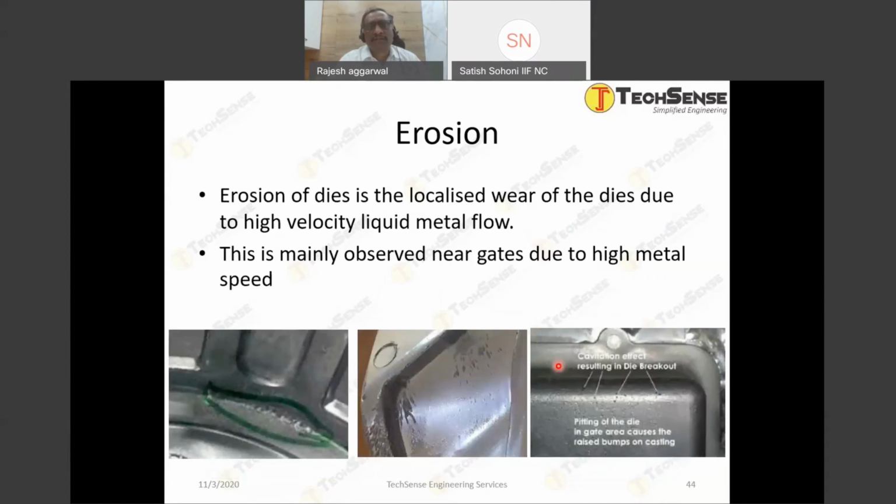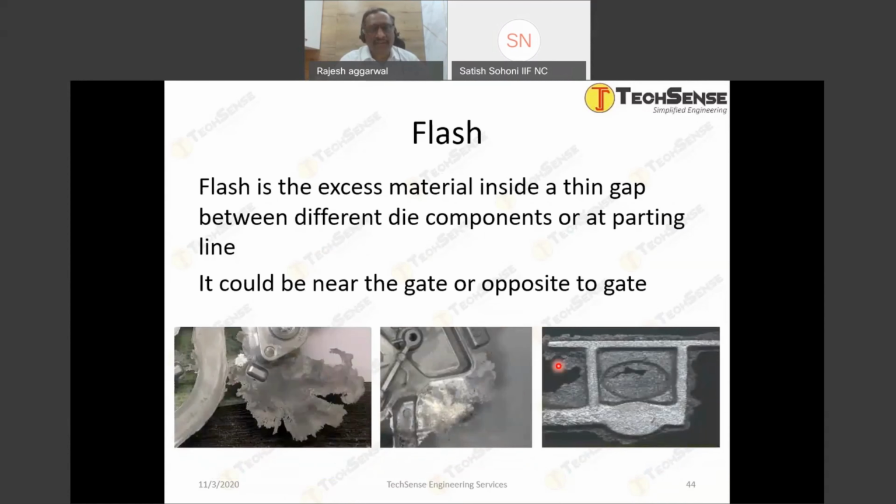Erosion is the localized wear of the dies due to high velocity liquid metal flow. This is mainly observed near gates due to the high metal speed. Flash is the excess material inside the thin gap between the different die components or at the parting line. It could also be near the gate or opposite to the gate. It can be anywhere.